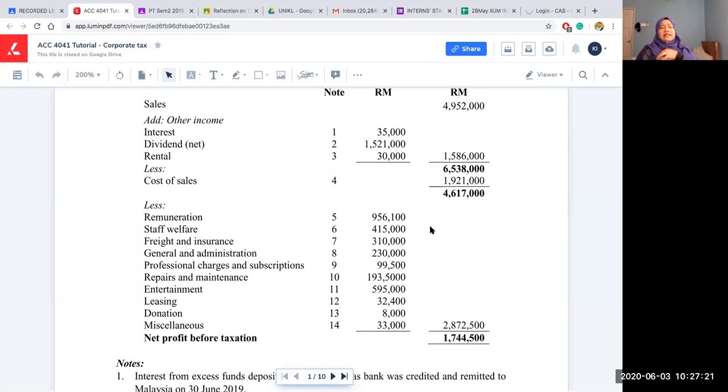So what happened is that in practice, for your information, I was in PricewaterhouseCoopers for a few years before I joined the university. Yeah? So upon graduation, I joined PwC. Then only after a few years, I joined IOUM. So what I did was that, of course, I did the corporate taxation.